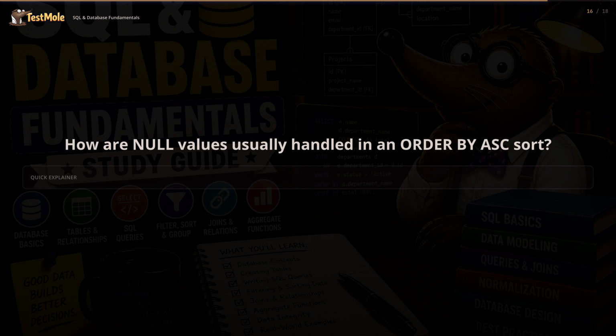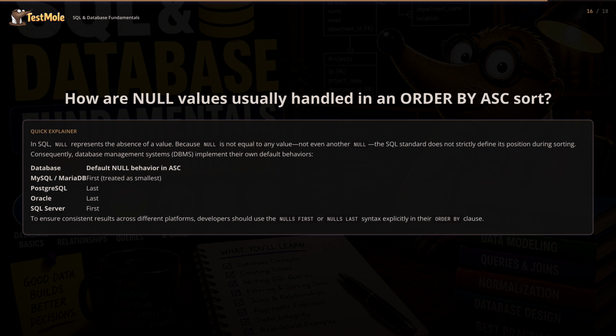How are null values usually handled in an order by ASC sort? In SQL, null represents the absence of a value. Because null is not equal to any value, not even another null, the SQL standard does not strictly define its position during sorting. Consequently, database management systems (DBMS) implement their own default behaviors. Database default null behavior in ASC.